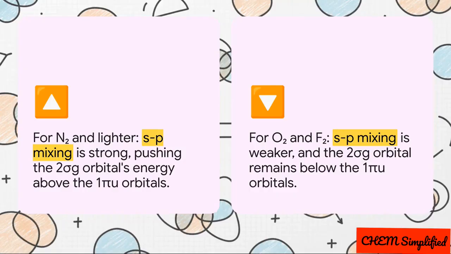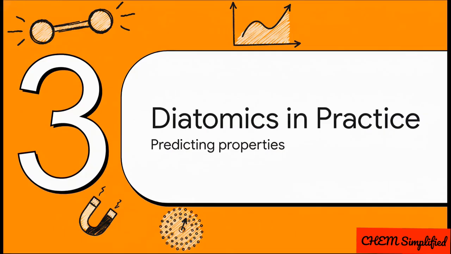Now, here is a huge point. Write this down because it trips a lot of people up. The energy order of those orbitals is not always the same. For lighter molecules, like N2, there's this thing called sp mixing that pushes the sigma orbital from the p's to a higher energy. But for heavier ones, like O2 and F2, that mixing effect is weaker and the sigma orbital drops back down. You absolutely have to remember that the order flips between N2 and O2. It is key.